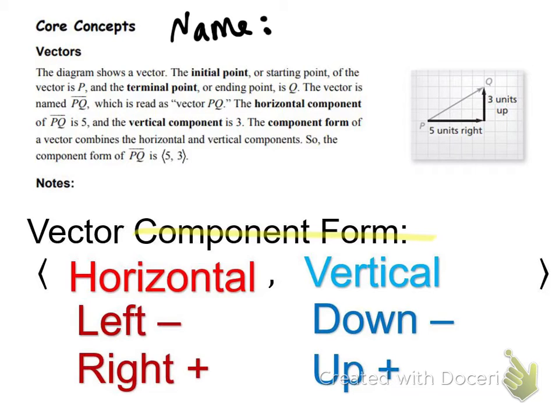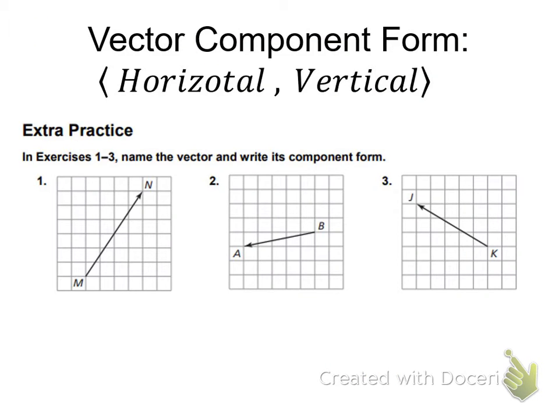To name a vector, what does the symbol look like to name it? It's half of an arrow. All right, and then you write 2 points under it, which we'll practice right here. We're going to name the vector and then write its component form. So let's first start with naming the vector. To name it, you put that half arrow. What letter would come first here? M, and then N.